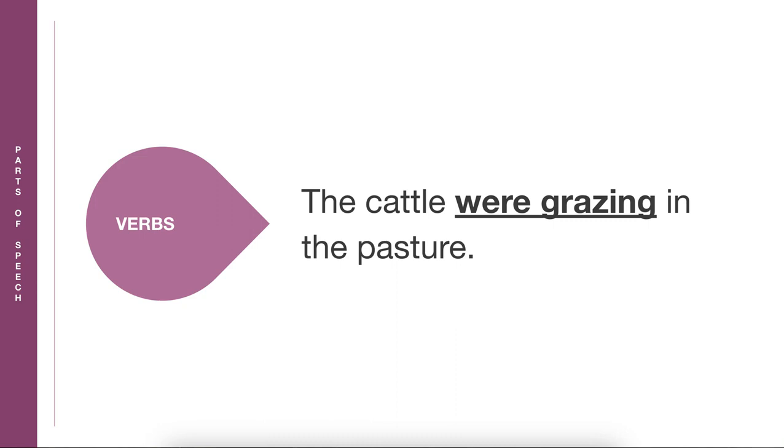Another one. The cattle were grazing in the pasture. Were grazing is underlined. That's our verb. And in this situation, it's actually a verb phrase. There are two words working together that both act as the verb. We're going to talk a little bit more about why that is in just a minute. We're going to talk about types of verbs in just a moment. But I do want you to know right now that verb phrases can contain multiple verbs working together. So when I say verb phrase, that means that there's multiple words. They're all acting as a verb together as a team.